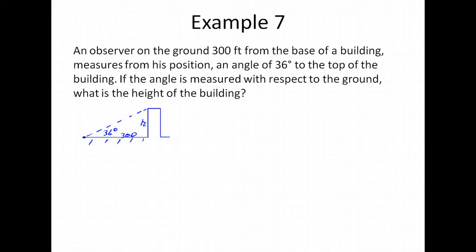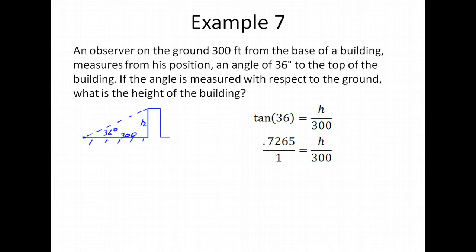This shows the observer standing a distance away from a building, which is an unknown height, h. This is what we're looking for, and we know that the distance between him and the base of the building is 300 feet, and the angle that he's looking up at is 36 degrees. Okay, so since we know the leg that's next to our angle, or the adjacent one, and we're looking for the opposite one, which is h, this tells us that we need to use the tangent function to find this. So the tangent of 36 is equal to h over 300.